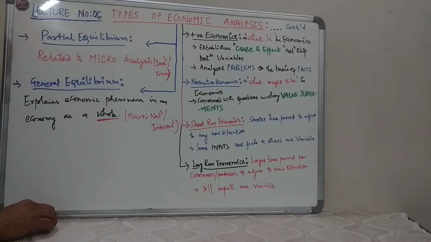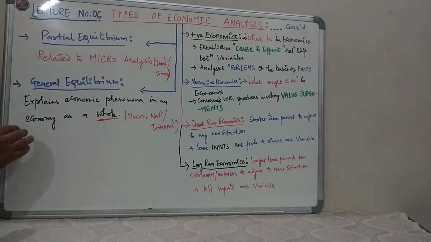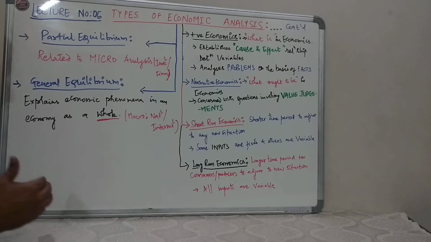Other things being constant means prices are constant, incomes are constant, people's purchasing power is constant, they have an ample amount of money. Other things being constant, when demand equals supply, that's what we call the equilibrium position. So partial equilibrium studies how individuals react, how individuals maintain their equilibrium position, how they maintain their budgets, how firms try to minimize costs and maximize profits. That is studied in partial equilibrium.